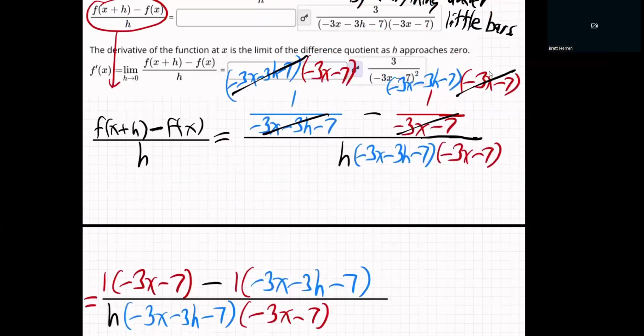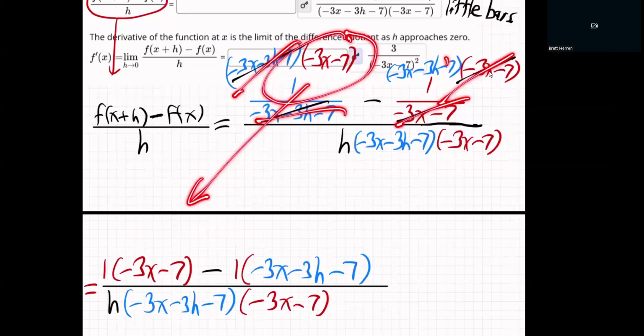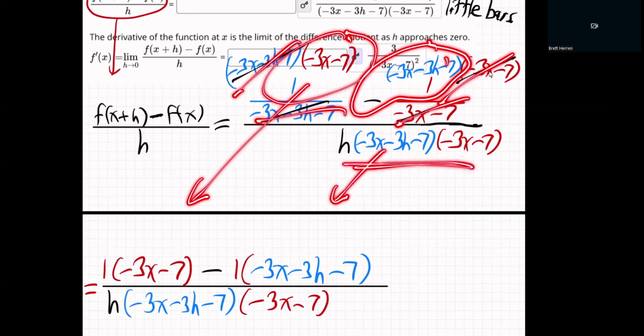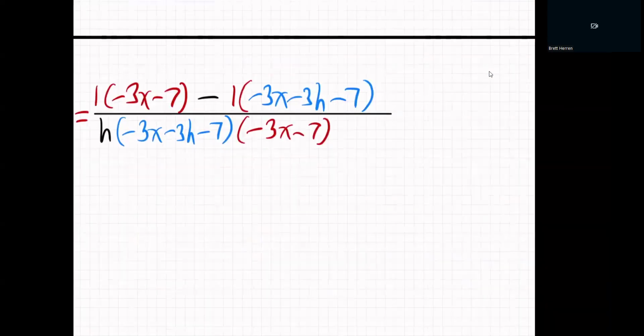Okay, that makes sense. One more time, you see why. These guys cancel. So what was left is 1 times minus 3x minus 7, which you see there. And here, these guys canceled, and what was left is minus 1 times the blue, which you see right there. And the bottom hasn't changed. All right, so now what are we going to do? Well, we're getting closer here. Got to simplify this.